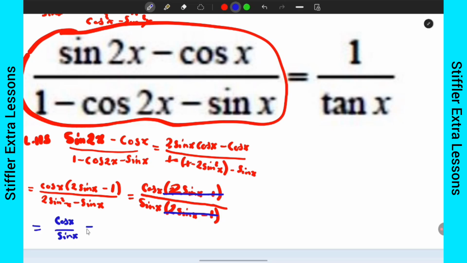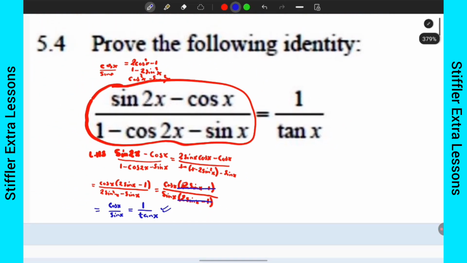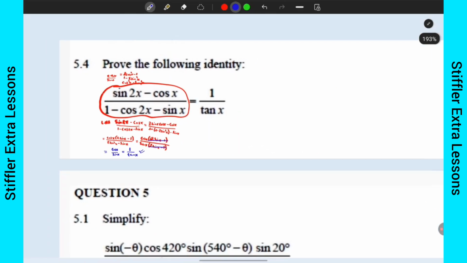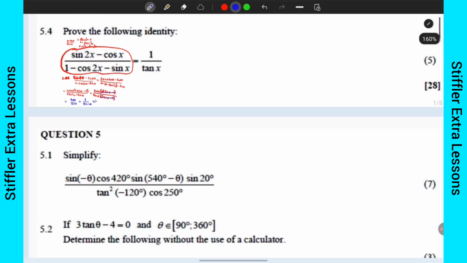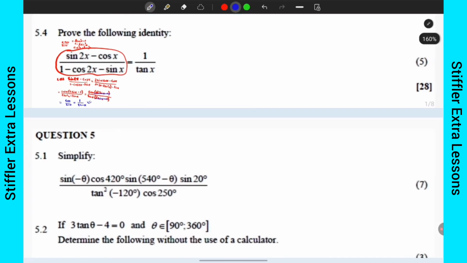So what is cos x over sine x? This is the same as 1 over tan of x, the same thing that you want there. So that will be our final answer for the first question. Very, very easy. You can see that these are free 5 marks. So let's move on to the next question.